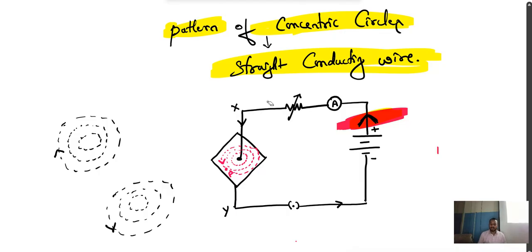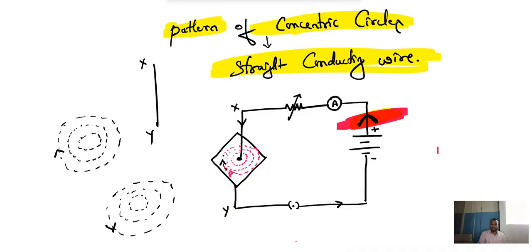So what should be the direction here? Upward. Because the current is moving, this XY is a wire. This is a straight conducting wire, XY. Here the current is moving downward, so the current is moving from left to right.